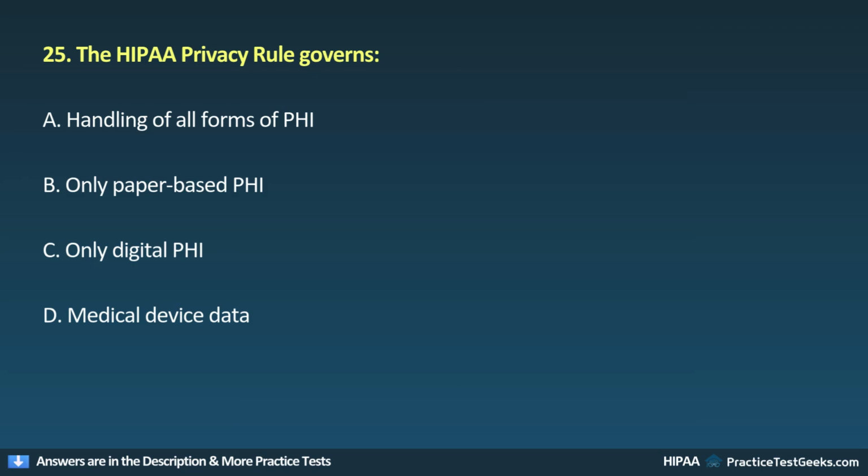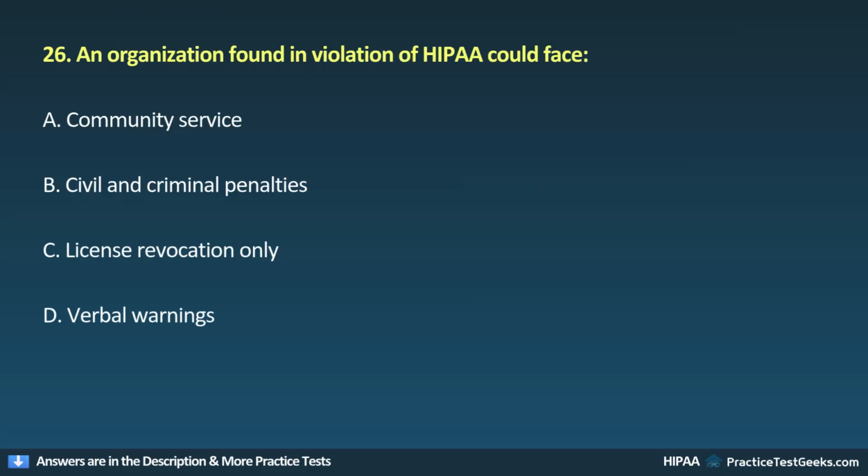25. The HIPAA privacy rule governs the handling of all forms of PHI, only paper-based PHI. D. Medical device data. 26. An organization found in violation of HIPAA could face A. Community service. B. Civil and criminal penalties. C. License revocation only. D. Verbal warnings.